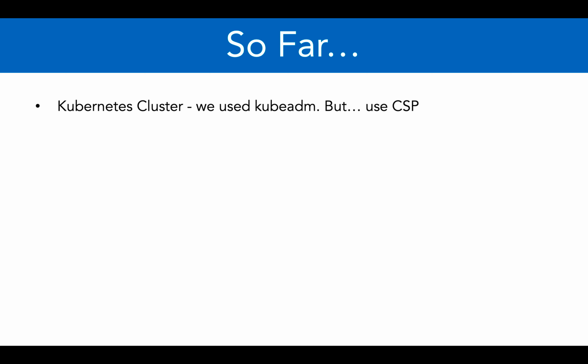But we should not use it. We should use any one of the cloud service providers, either AWS or Azure or Google Cloud. So using the cloud service provider, we should create a Kubernetes cluster. Then we have also seen API server, scheduler, controller. These 3 components are there in the master node. These components also run as pods in the master node, which you have also seen.